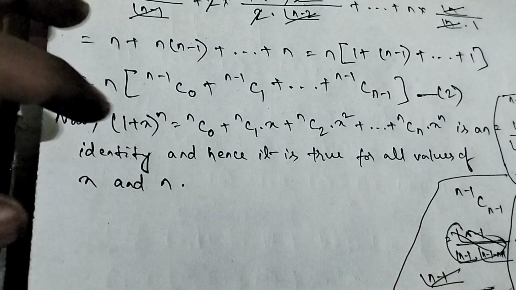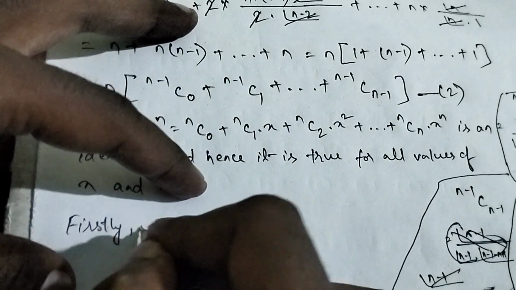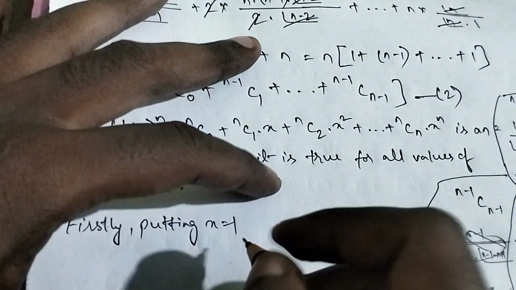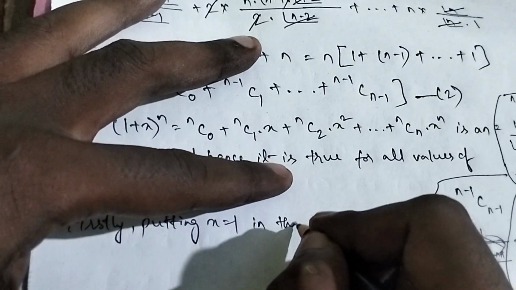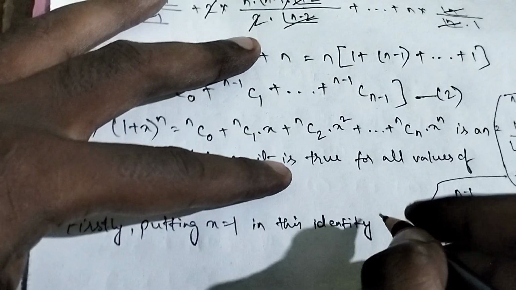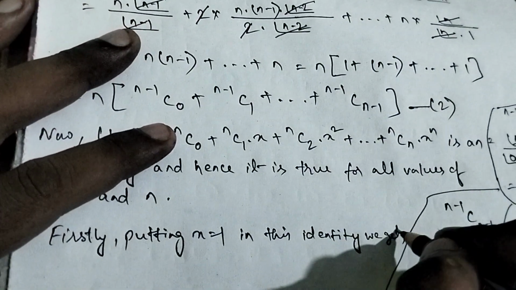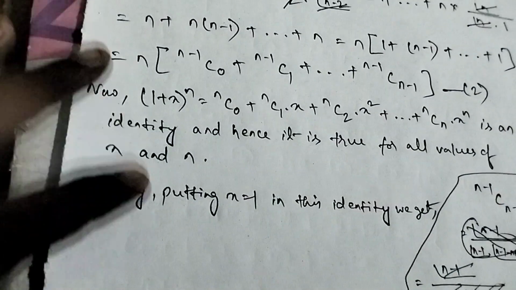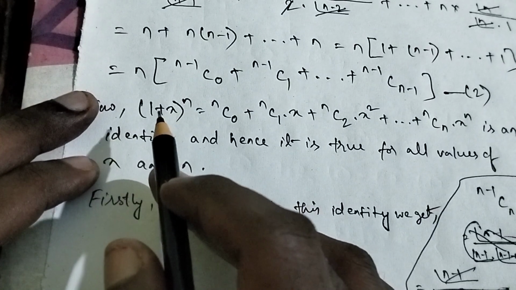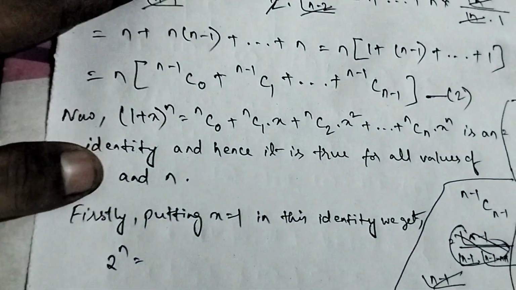So what will I do? Firstly, putting x equal to 1 in this identity. So I will put x equal to 1 in this identity. If I put x equal to 1, what will it be? It would be 1 plus 1, that is 2, 2 to the power n.